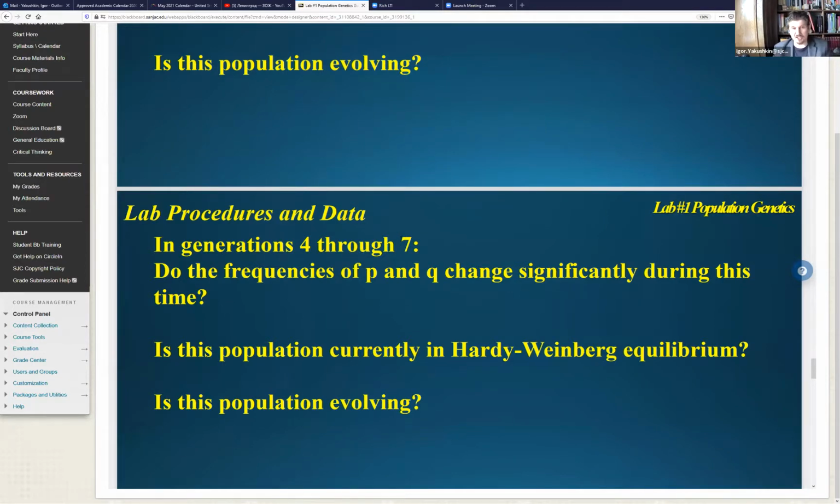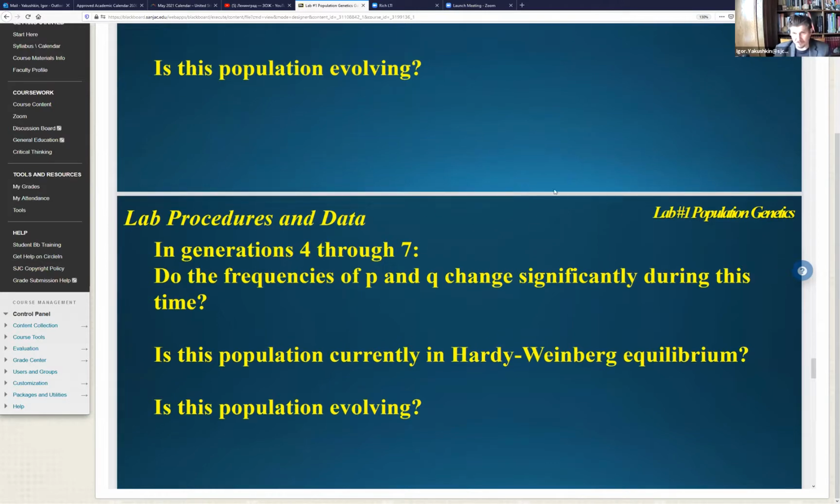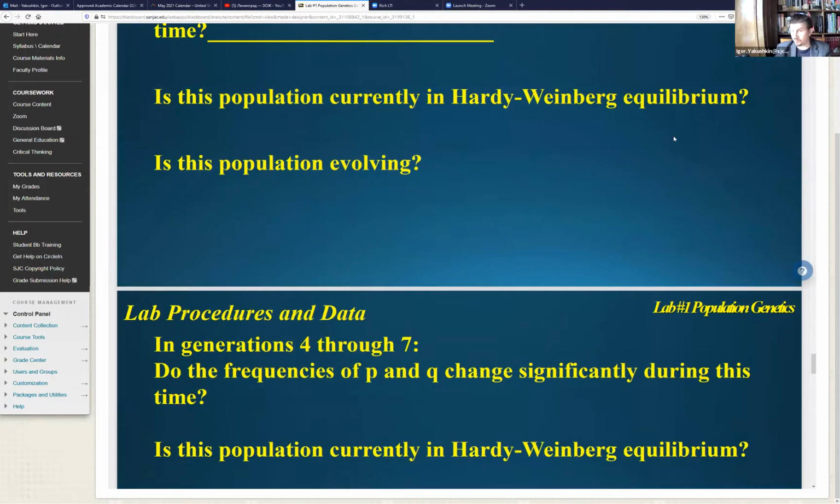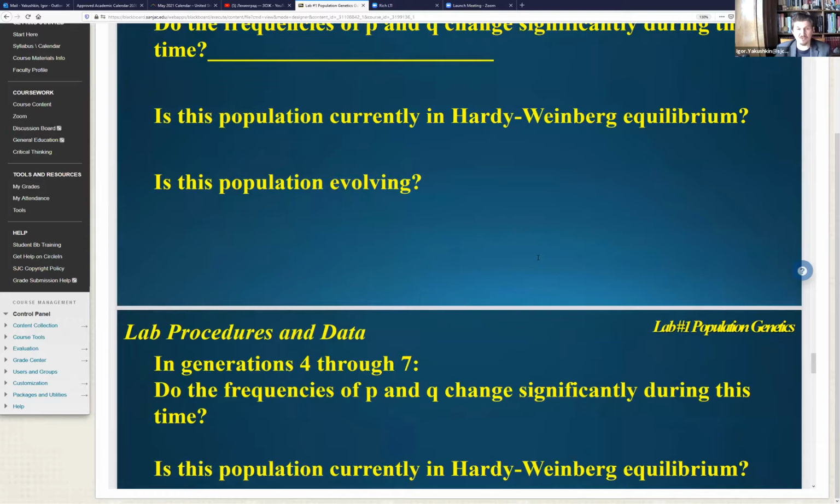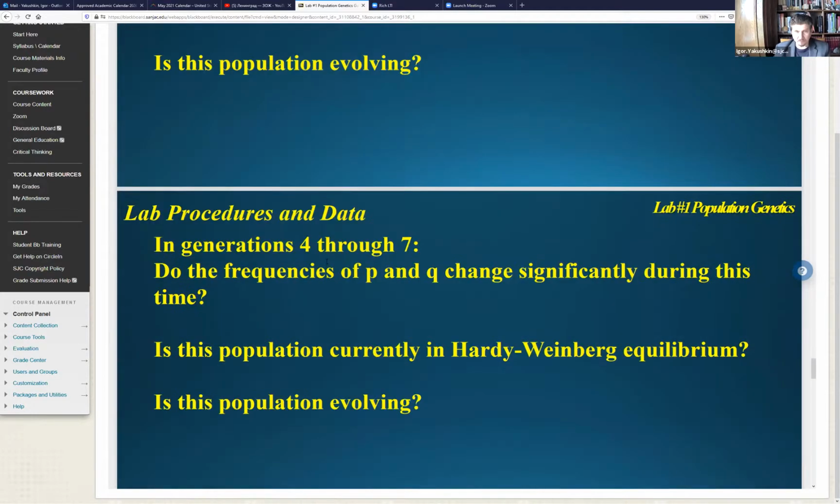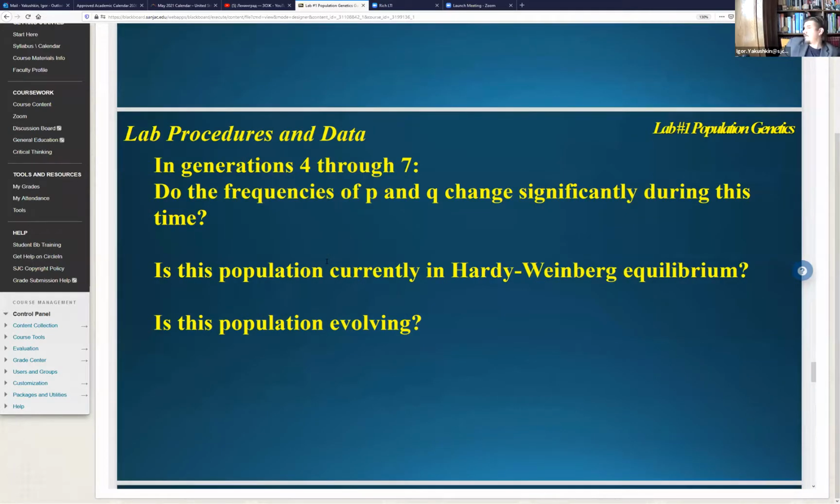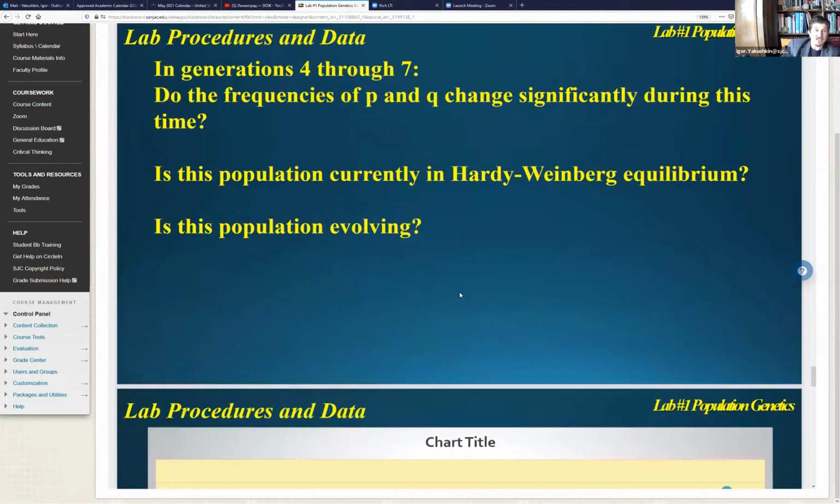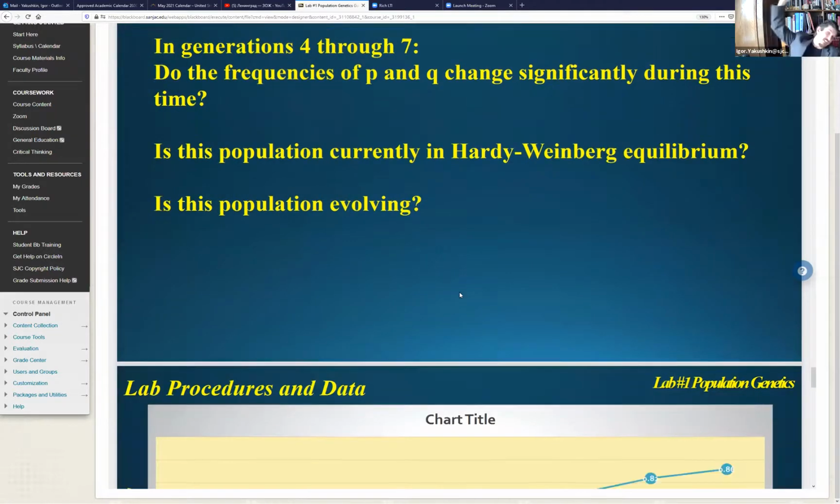So in generations 4 through 7, do the frequencies of P and Q change significantly during this time? Yes, they did. We started with 57, goes to 70, 75, 82, 86. Is the population currently in equilibrium? No, it's not, because of the changes in the frequencies. Is this population evolving? Yes, it does. You betcha. It does evolve because we have a change in frequency.